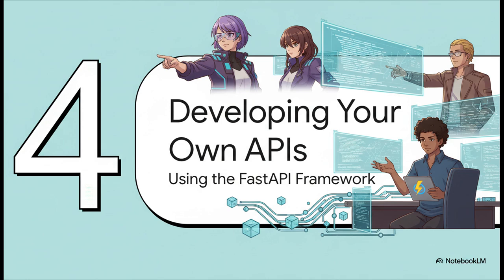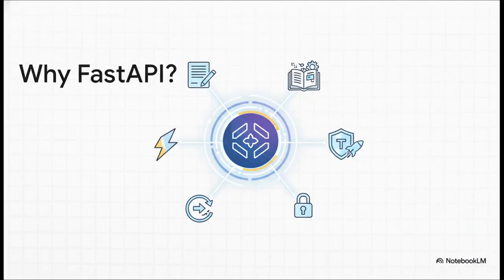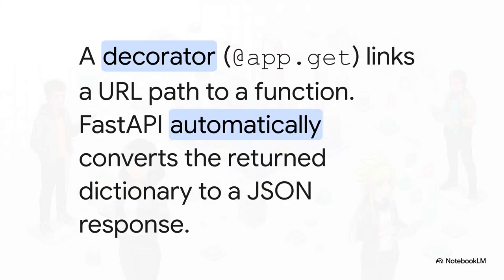All right, now for the most creative part, Section 4, developing your own APIs. Let's look at how we can go from being a consumer to a creator using a modern framework like FastAPI. FastAPI has exploded in popularity for a few very good reasons. It's built on modern standards like OpenAPI, which means it automatically generates interactive documentation for you. It uses Python's type hints for powerful data validation, it's incredibly fast, and it handles modern needs like asynchronous code and authentication with ease. And look how simple it is to get started.